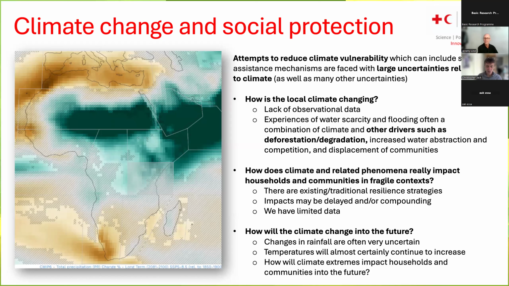And then the key question we're asking is how will climate change into the future? Sometimes the changes in rainfall are very uncertain. So the map on the left there is from the IPCC Atlas, and projected changes in rainfall. Don't need to go into the details, but wherever there's hashing or diagonal lines, that means there's a lot of uncertainty around how rainfall will change. We know that temperatures are going to increase. We know that some extremes are going to increase. But how will these actually impact households and communities into the future?